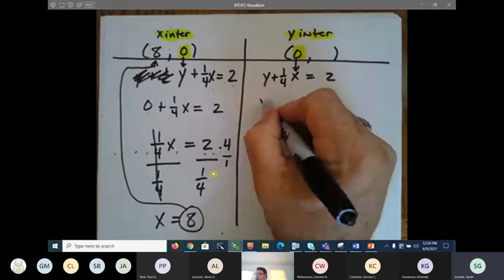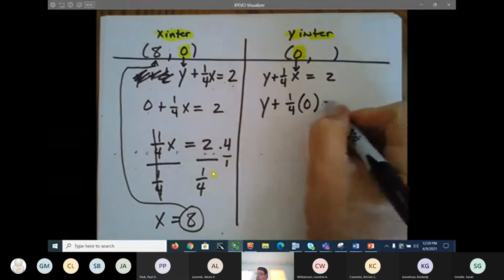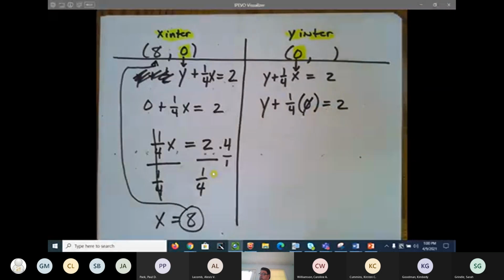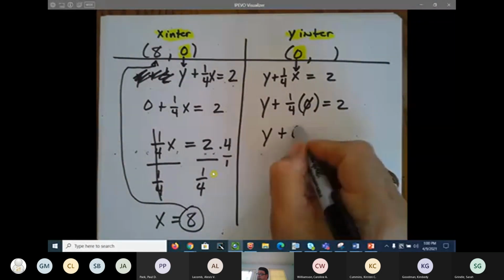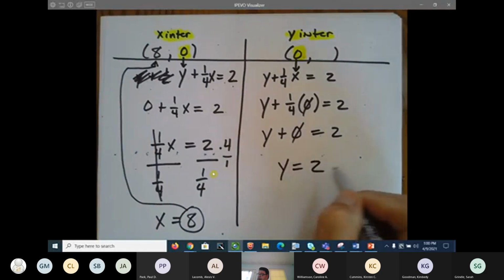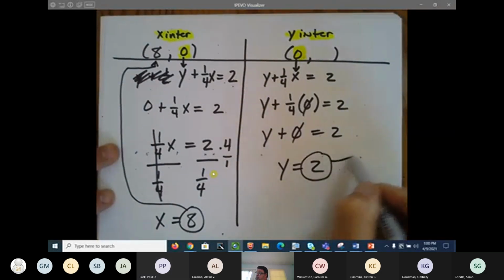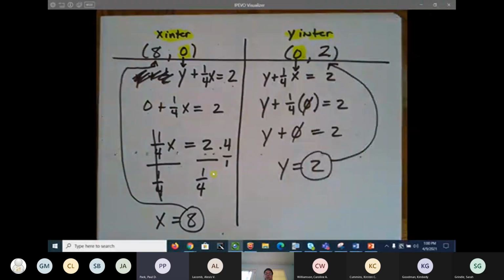Y plus 1/4 times 0 is equal to 2. Y plus 0 is equal to 2. Y is equal to 2. And now you just plot those 2 points. So I'll leave that on the board there for you.